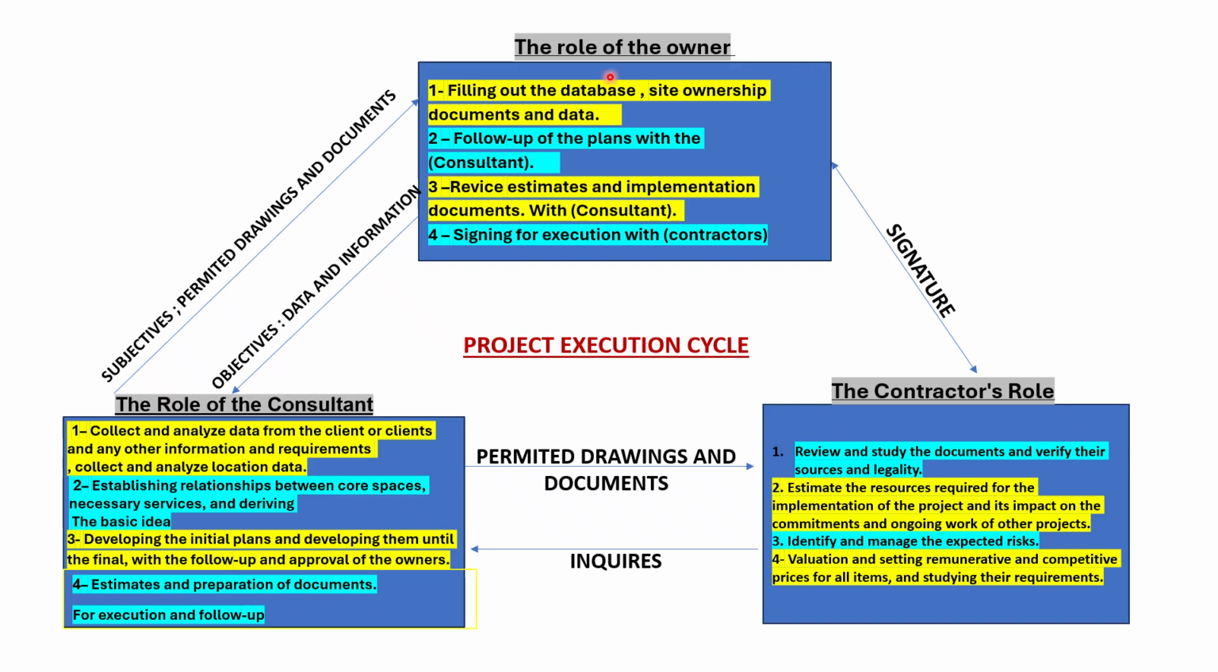After compliments, we are speaking about this project execution cycle. This cycle starts from this client. The client is the decision maker to do this project. And the role of the owner is filling out the database and site ownership documents and data.